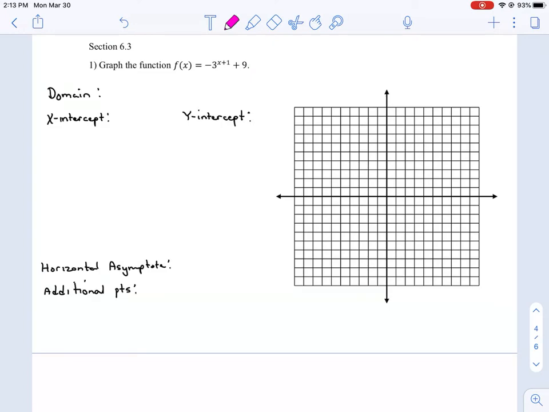Alright class, in this video I'll be doing the first example from section 6.3. Graph the function f of x is equal to negative 3 raised to the x plus 1 power plus 9.